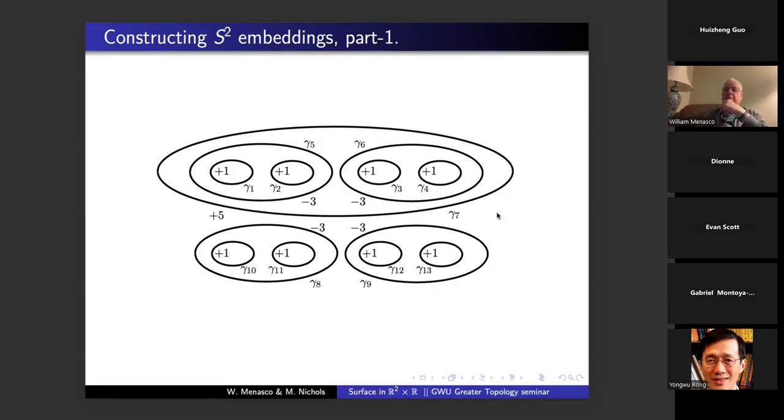But here I can do it. So the question is, I'm working through a running example here. Can I find an embedding of the two-sphere in R2 cross R such that this is the crease set? All right, you have this configuration with a turning number minus plus 5, minus 3, plus 1, plus 1. And here's the construction.